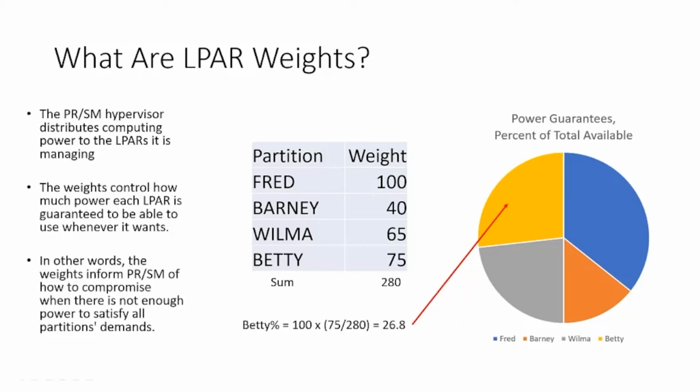And we can compute each partition's percentage guarantee of the total power by taking Betty's weight and dividing by the sum of the weights, multiplying by 100, and that gives us a percent. So what this chart is trying to illustrate is that Betty is entitled to use 26.8% of the total power whenever Betty wants to. There's certainly no obligation for Betty to use that power, and moreover, if Betty's demand is light, much less than 26.8% of the total power, then the other partitions can eat into Betty's entitlement, just like I described with the example with the clothing closet a few minutes ago. So this is the notion of LPAR weight, and you notice the sum of the weights is very important.